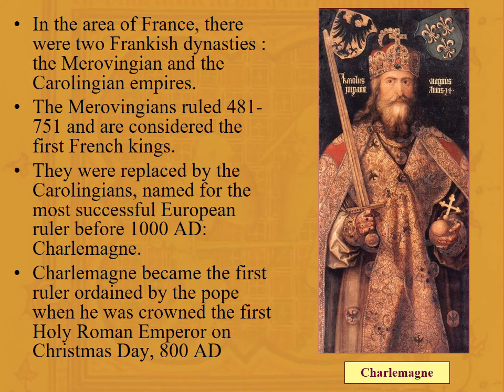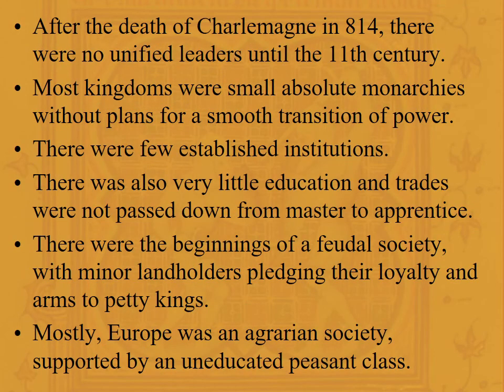It was ordained by God. So ordained by the Pope, who was the mouthpiece of God. So he was the first Holy Roman Emperor, coronated on Christmas Day, 800 AD. After that, no unified leaders until the 11th century. That's a long time, about 200 years or so, where you have these little petty monarchies that are not beholden to anybody. So you can't establish institutions.